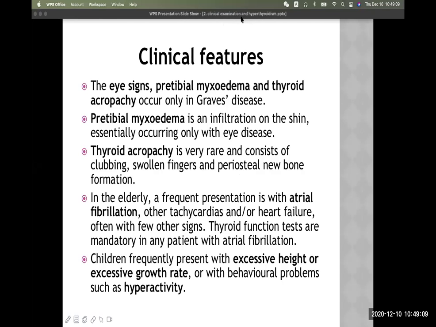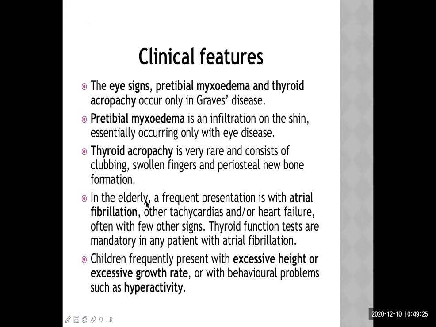Hypertrophic osteoarthropathy is a grade 4 type of clubbing, but we don't use that grade 4 clubbing term here. We use the term thyroid acropathy, though the findings are a little bit similar. In the elderly person, a frequent presentation is with atrial fibrillation, already talked about, other tachycardia or heart failure, often with few other signs. Thyroid function tests are mandatory in any patient with atrial fibrillation.